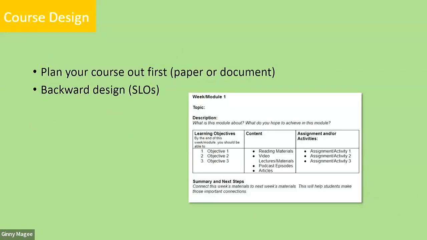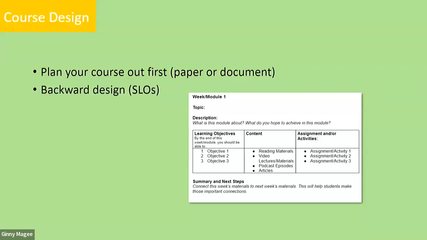When you're first looking at a course and you're wanting to design it, it's best to plan it out first. This could be done on paper. It could be done on a document, a Word document, or Google Doc or something. There are a lot of different templates online. This is one that I found, and I can send it to you if you need one. There's also plenty that you could find, as different colleges have this type of information online.